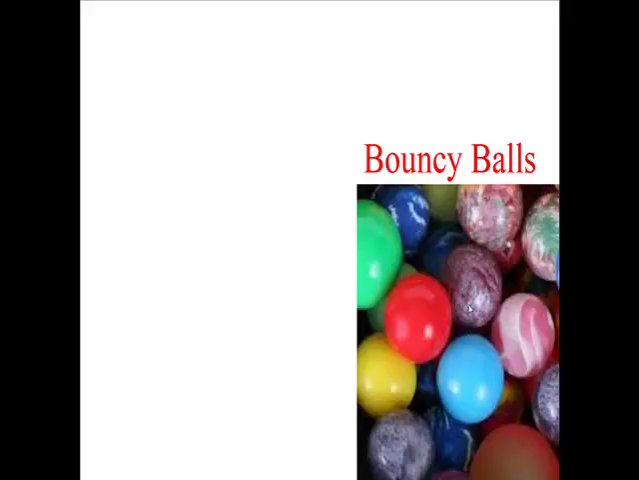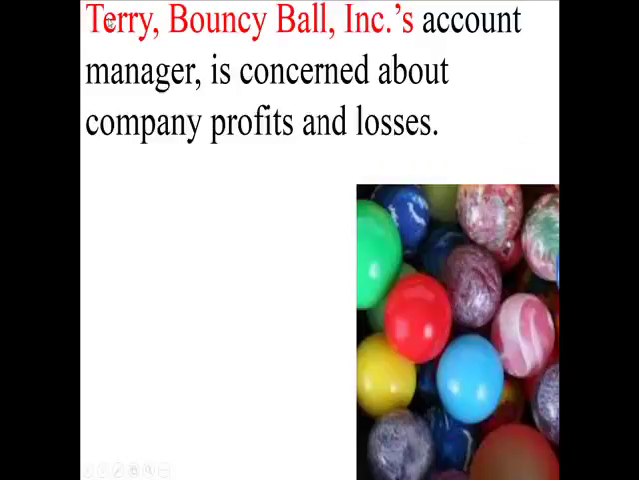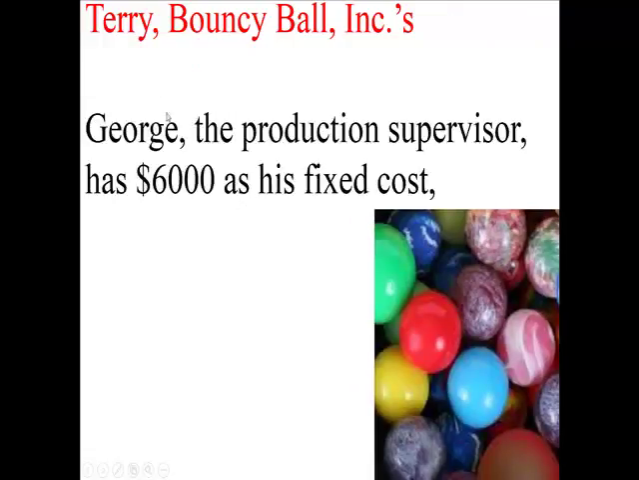Bouncy balls. Our problem is about selling and making bouncy balls. And Terry is the account manager, and he says, what is the profit and what is the loss? That's what he's concerned about. George, the supervisor, says it's going to cost him $6,000 to make one ball or $6,000 to make a billion balls. So that's the rent on the building.